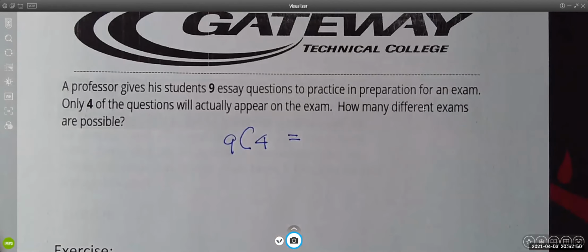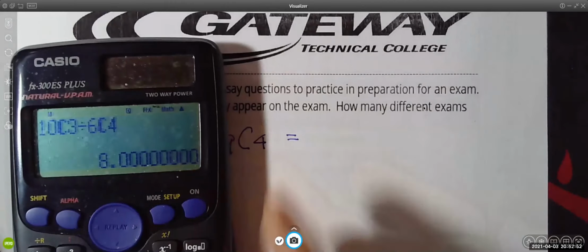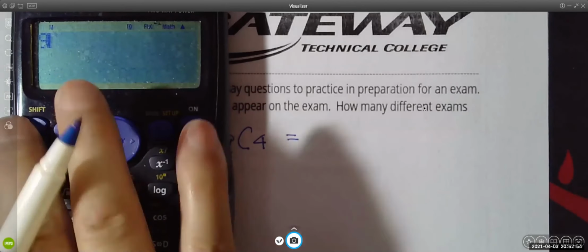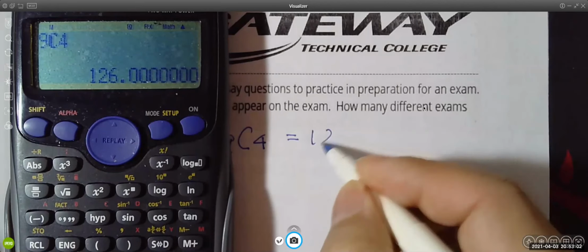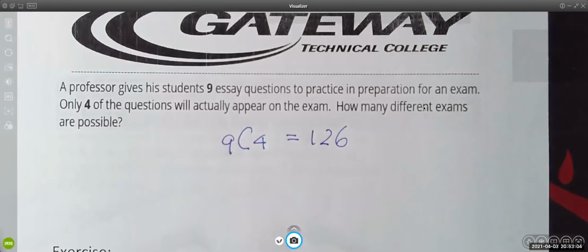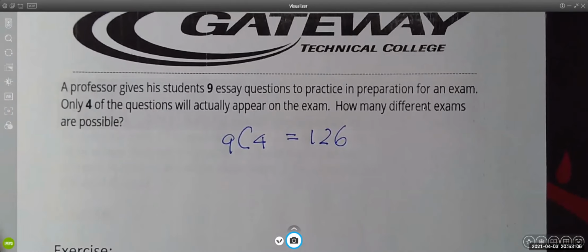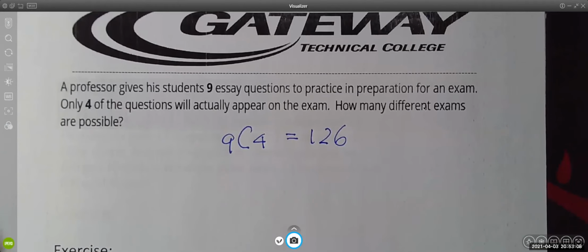Let's see how many different tests are possible. Select 4 out of 9, 126. The professor can create 126 different 4 essay exams.